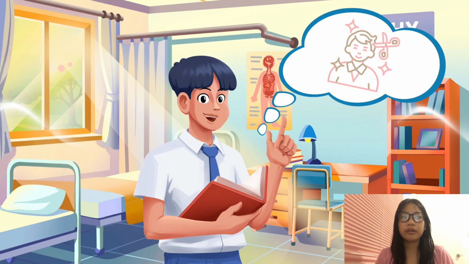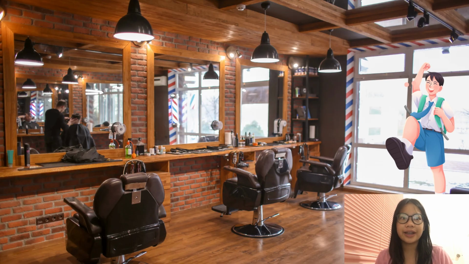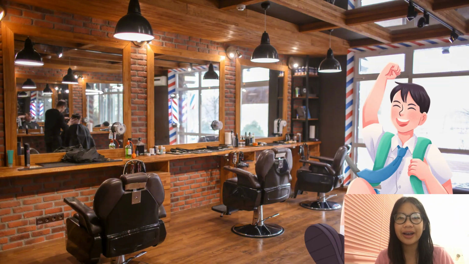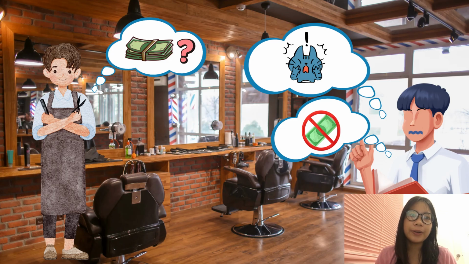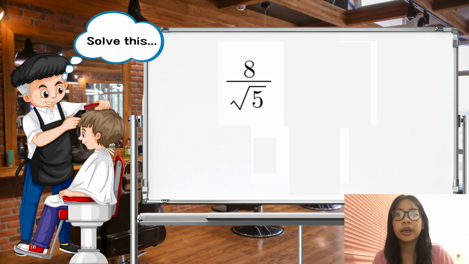The student realizes his hair is too long and he goes to the barber shop quickly. He gets to the barber shop, but only just now does he check his pockets and doesn't have any money. The barber gives him the haircut, but he has to pay by solving a math problem. He looks at the problem, and there it is again. The fraction needs rationalizing again.